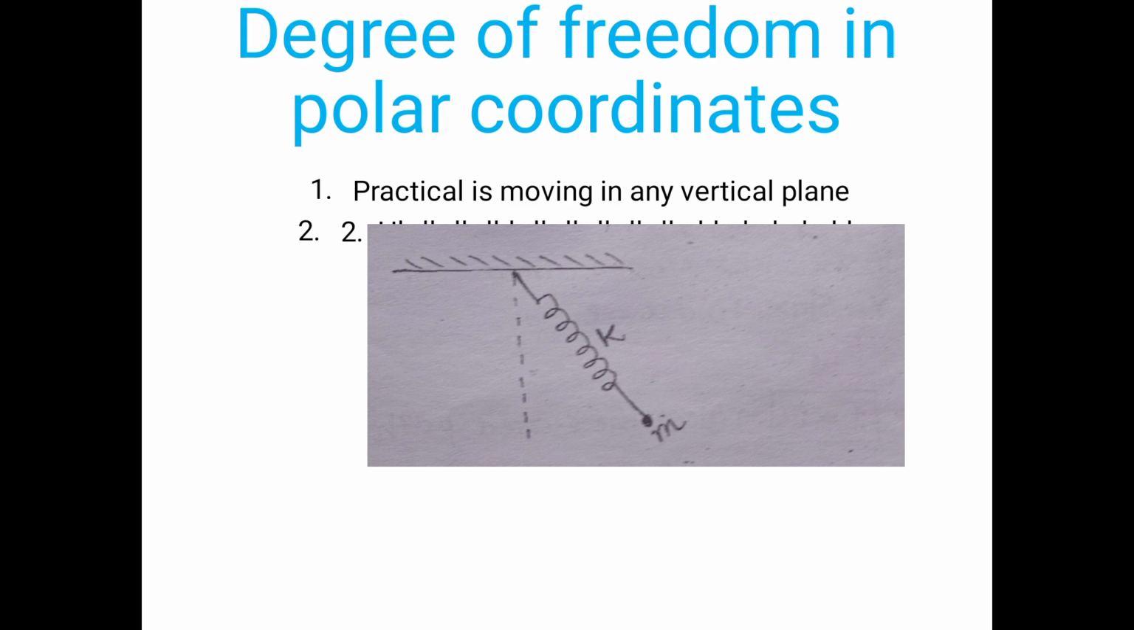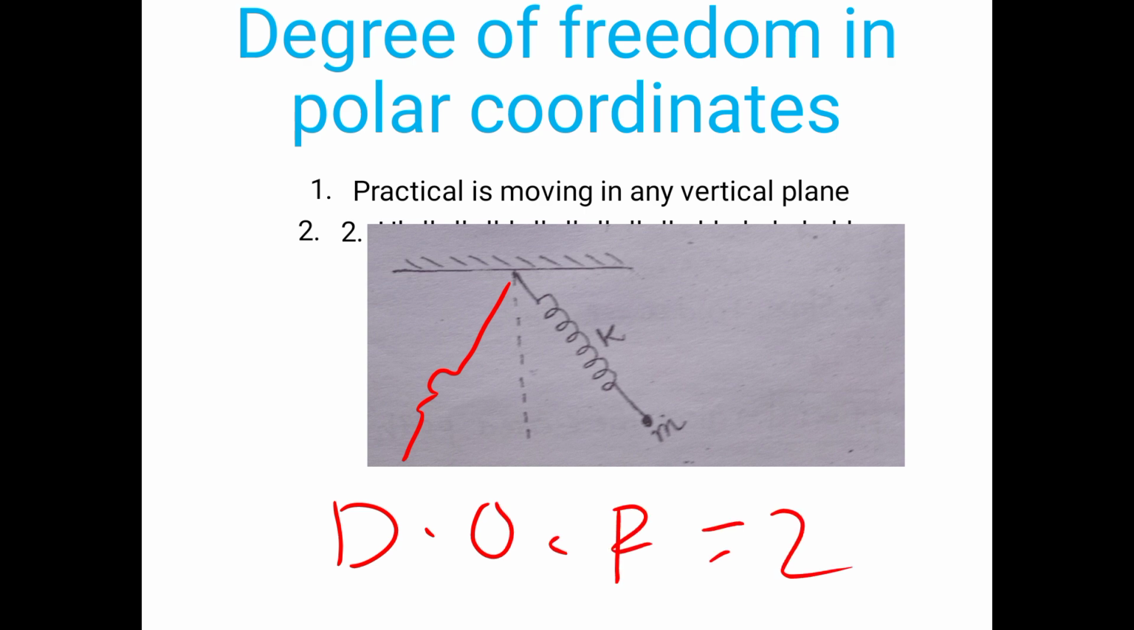Let's see here. A particle is moving in a vertical plane. Suppose this is a vertical plane and the particle is suspended from here with a spring and it is moving in a vertical plane. That means it is moving here, executing oscillation like this. Here the minimum number of independent coordinates required to describe the dynamics of the system is 2. Here the degree of freedom of the system is 2. How can we say that it has 2 degrees of freedom?